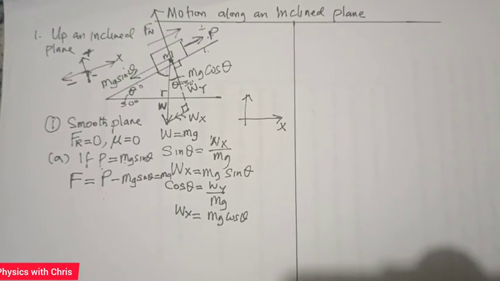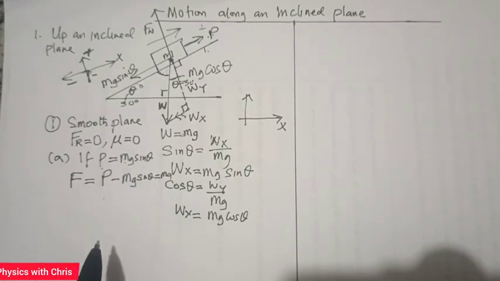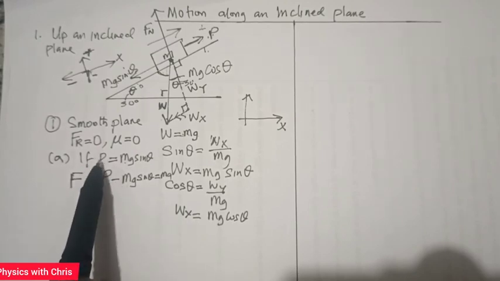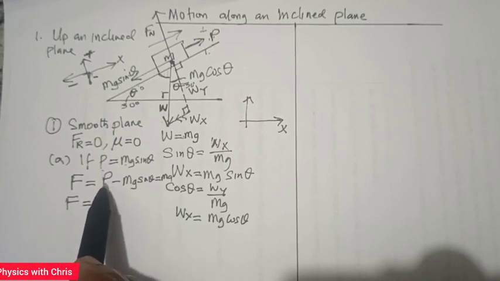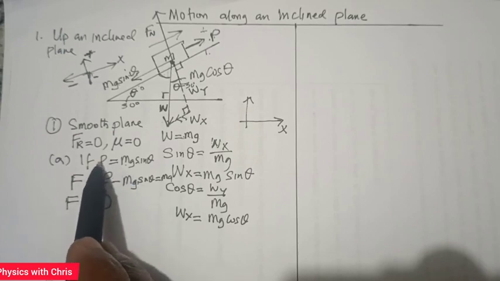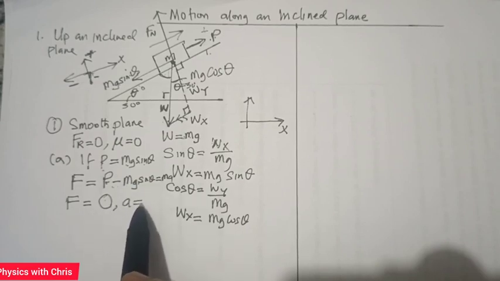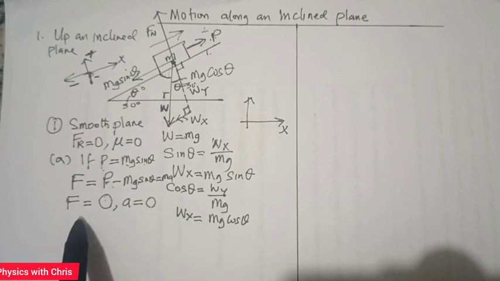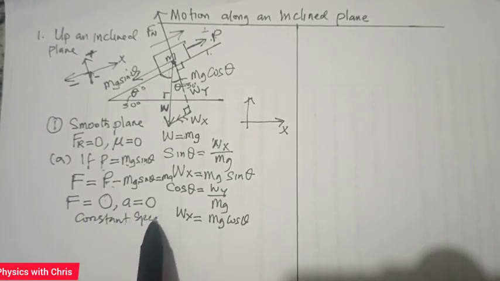Now since the block moves with a constant speed, that is to say, if P equals mg sine theta, it means that the difference between these two will be 0, because both of them are equal. Suppose P is 10 Newton and mg sine theta is also 10 Newton. Of course, 10 minus 10 gives 0. It means the resultant force is 0 and the acceleration of the block up the plane is also 0. This is the case where the block moves with a constant speed or velocity. That is case 1.